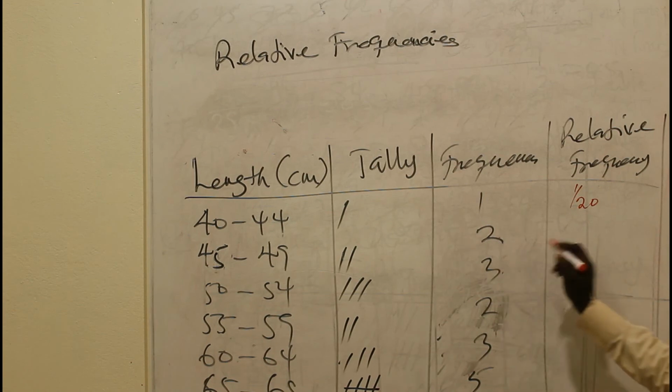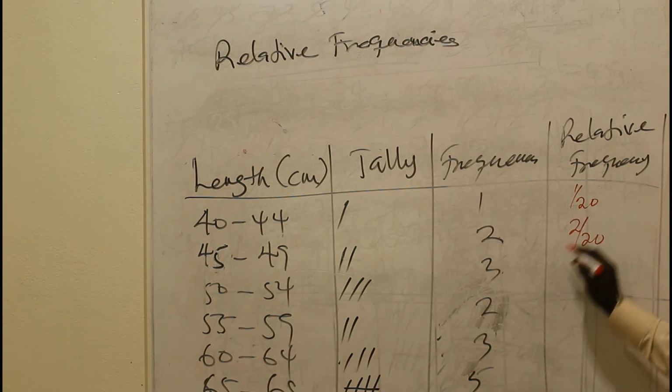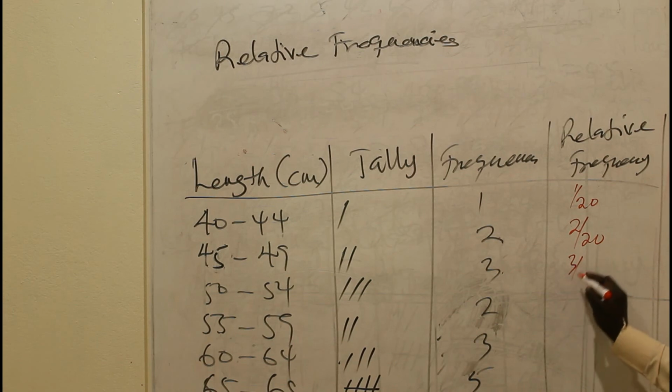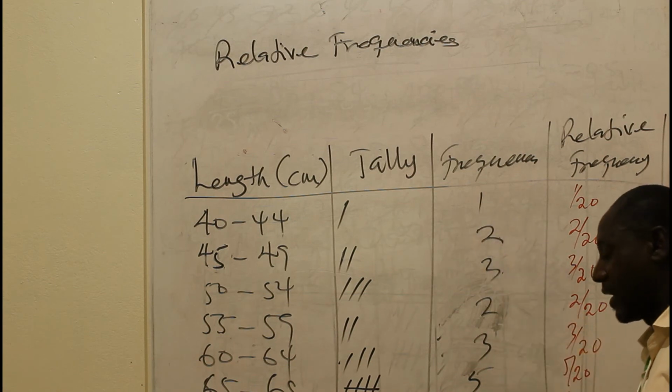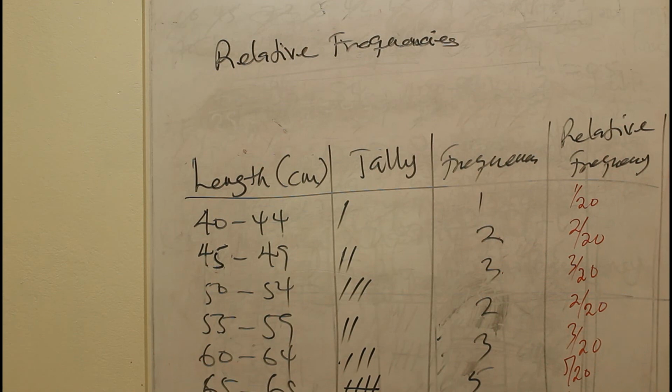The relative frequency of this class is 2 over 20. That of this is 3 over 20, 2 over 20, this one is 3 over 20, then 5 over 20, 3 over 20, 1 over 20. So we are saying that the relative frequency of a class is the frequency of the class divided by the total frequency, and that gives you the relative frequency.